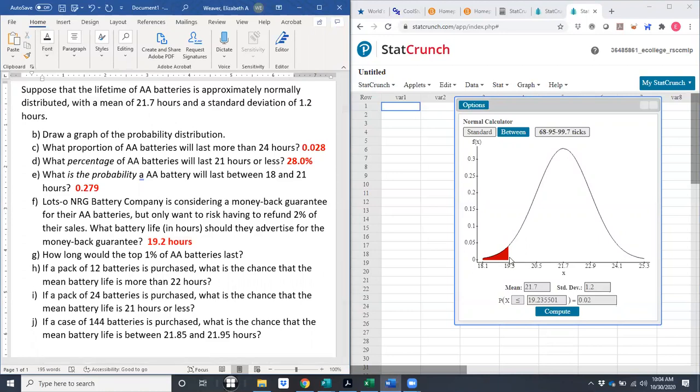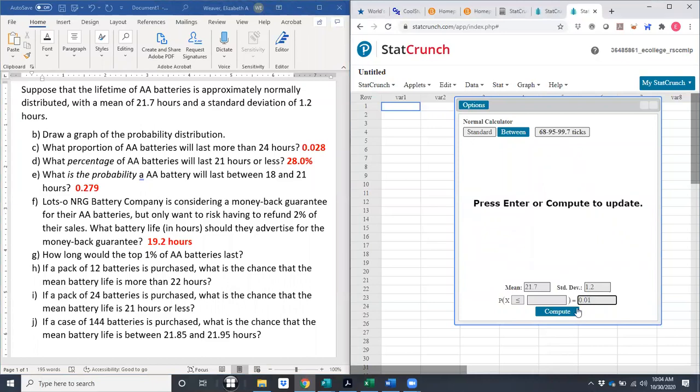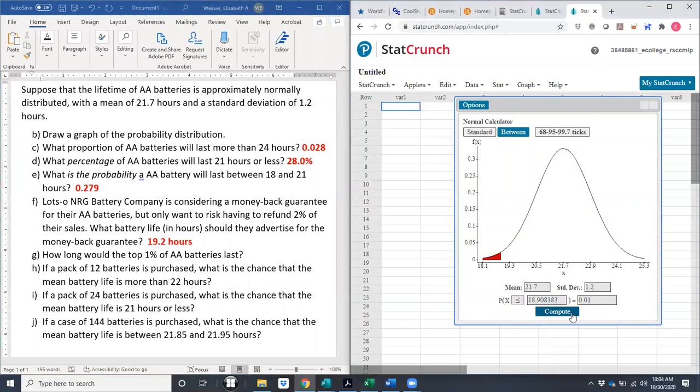Okay. And so that's the bottom 2%. That's 2% of the batteries that they'll have to refund if someone has a problem with. But then we want to know for G, how long would the top 1% of batteries last? So same idea, but if I just change this to 1% and hit compute, look what happens.